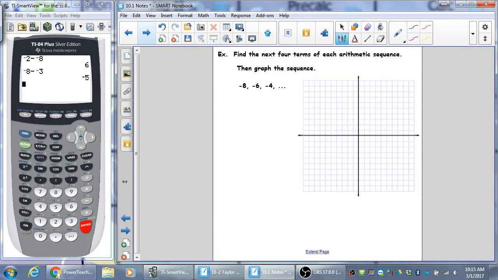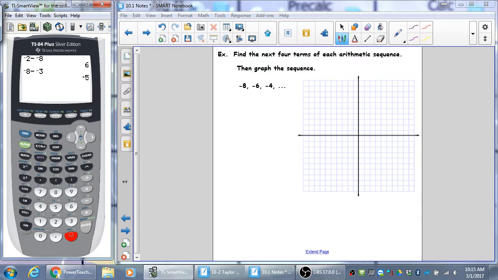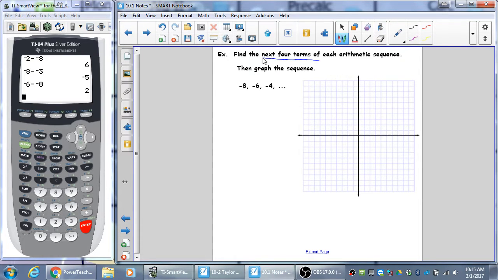Find the next 4 terms of each arithmetic sequence and then graph the sequence. It looks like we're adding 2. Negative 6 minus negative 8. That's actually 2. So if I add 2, find the next 4 terms. So negative 4 plus 2 is negative 2, 0, and 2.